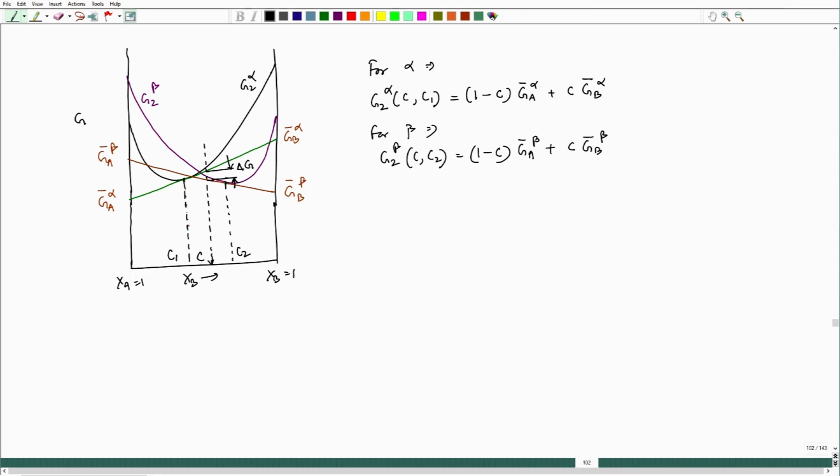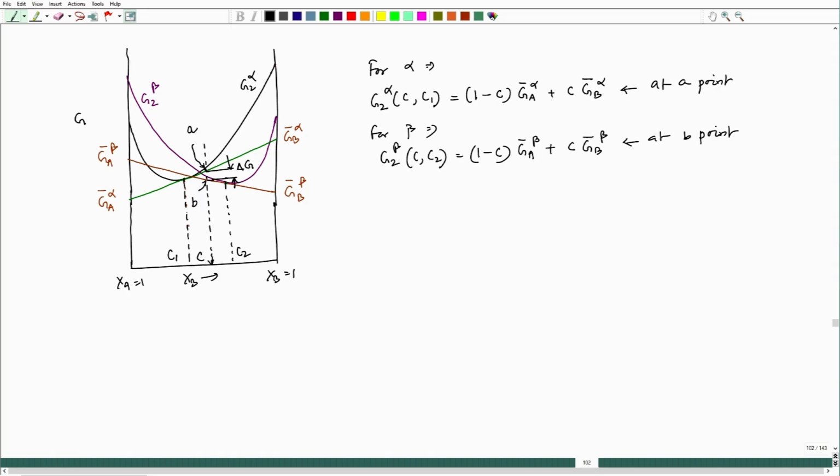Okay. So, let us say this point is A and this point is B. So, this reflects at A point and this reflects at B point. Okay.